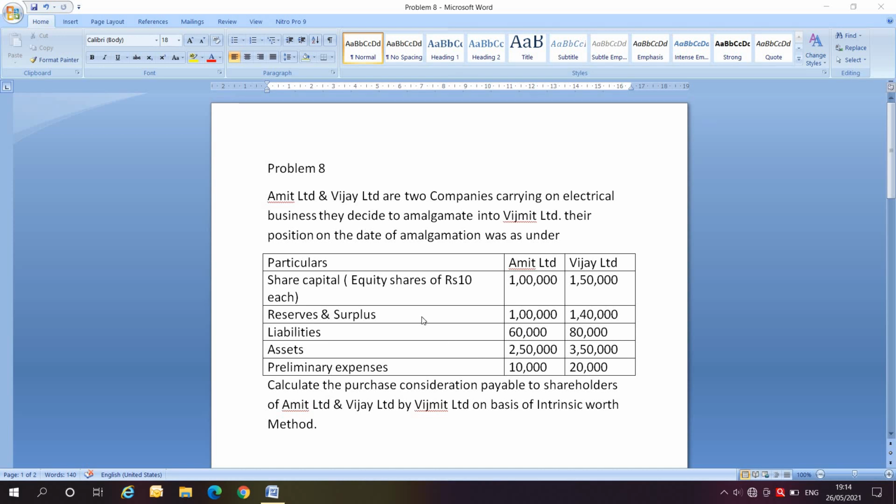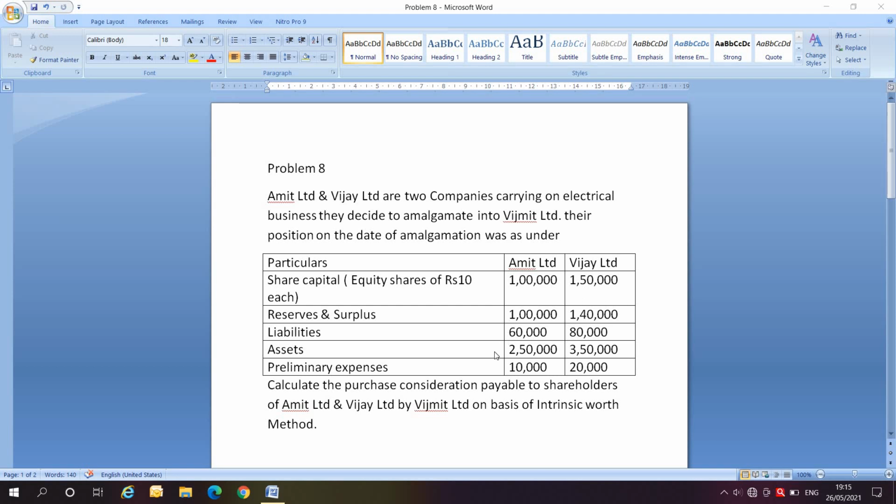You have to divide the net assets by the number of equity shares. Here you can see share capital consists of equity shares of rupees 10 each. So for Amit Limited the number of equity shares will be the equity share capital divided by the value of shares. 1 lakh divided by 10 will be 10,000 shares for Amit Limited. Similarly for Vijay Limited, 1,50,000 is its share capital. When you divide it by the value of share, that is 10, you will get 15,000 shares. I hope this is clear.